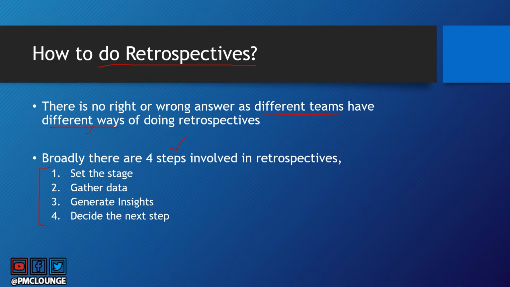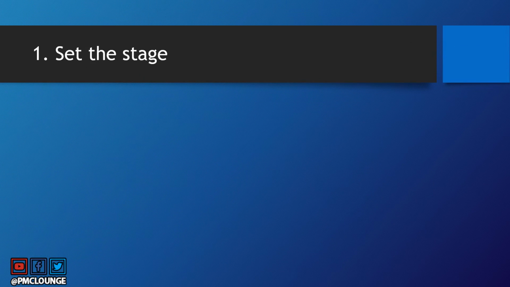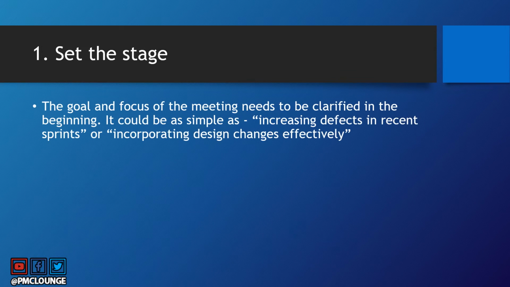Number one is you set the stage, and we are talking about the retrospective meeting, by the way. So you set the stage, you gather data, you generate insights, and you then decide what to do next. Number one is set the stage, and this is basically how you open the retrospective meeting. The goal and the focus of the meeting need to be clarified in the beginning. Very, very important. Ideally, this should be part of your retrospective meeting invite itself. You should clearly mention the goal of the retrospective.